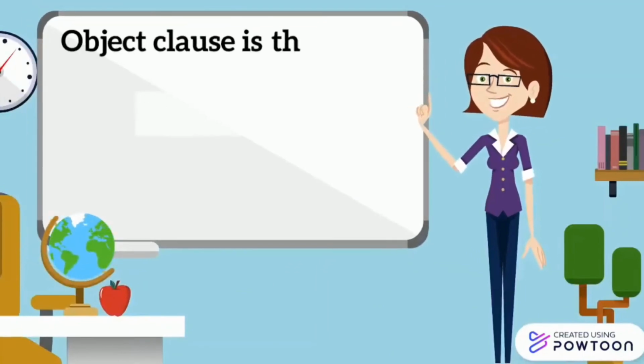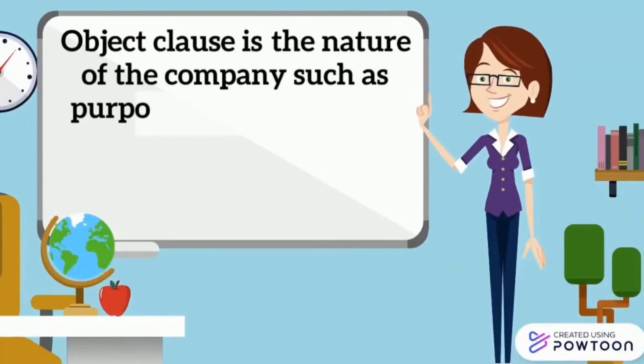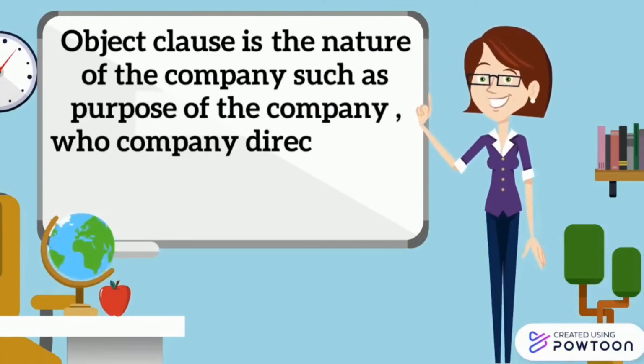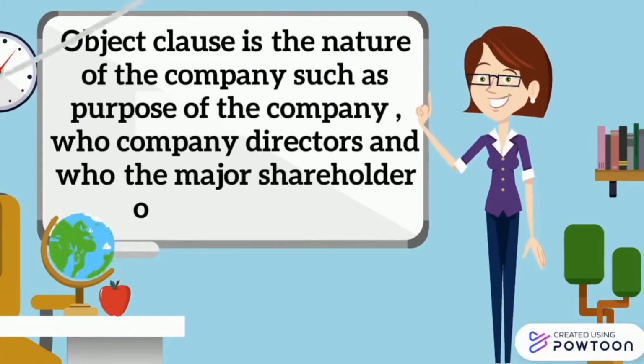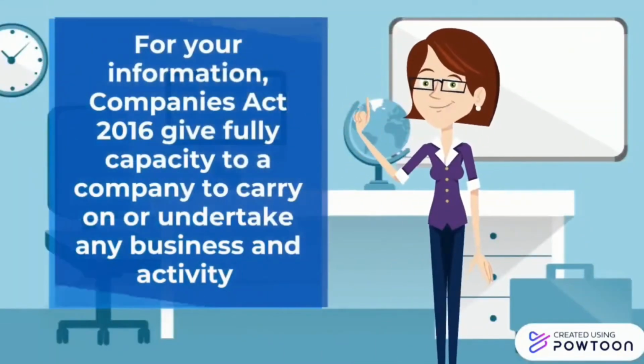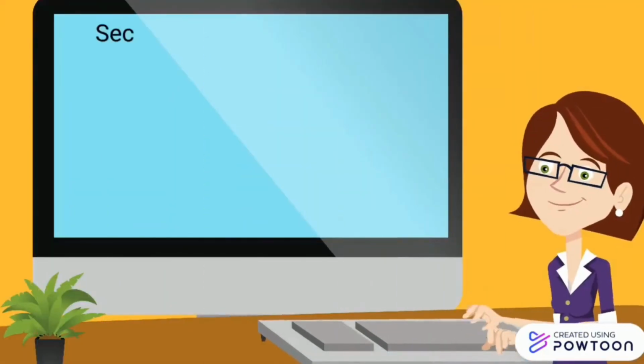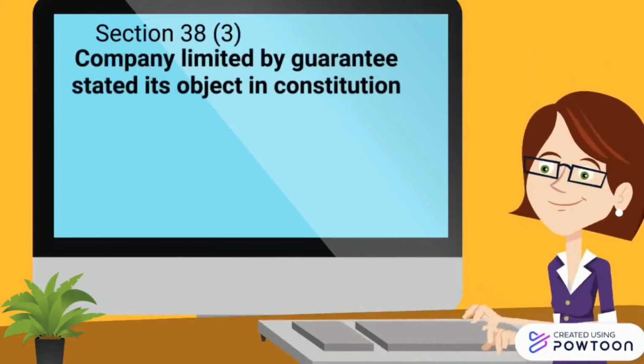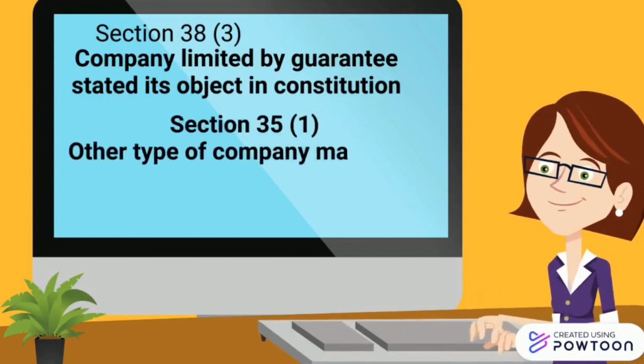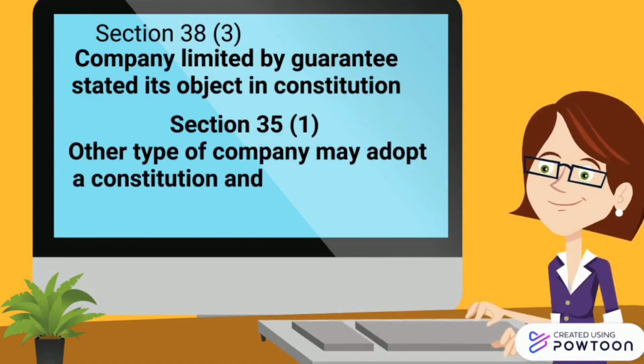Object clause is the nature of the company, such as the purpose of the company. For your information, the Companies Act 2016 gave full capacity to a company to carry on or undertake any business and activity. Section 38(3). A company limited by guarantee states its object in its Constitution. Section 35(1). Other types of company may adopt a constitution and state it therein.